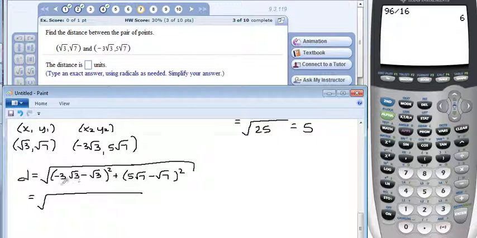So here we have negative 3 roots of 3 minus 1 root of 3 is minus 4 roots of 3 squared, right? And then we have 5 roots of 7 minus 1 root of 7 gives me 4 roots of 7, positive. And that's squared.